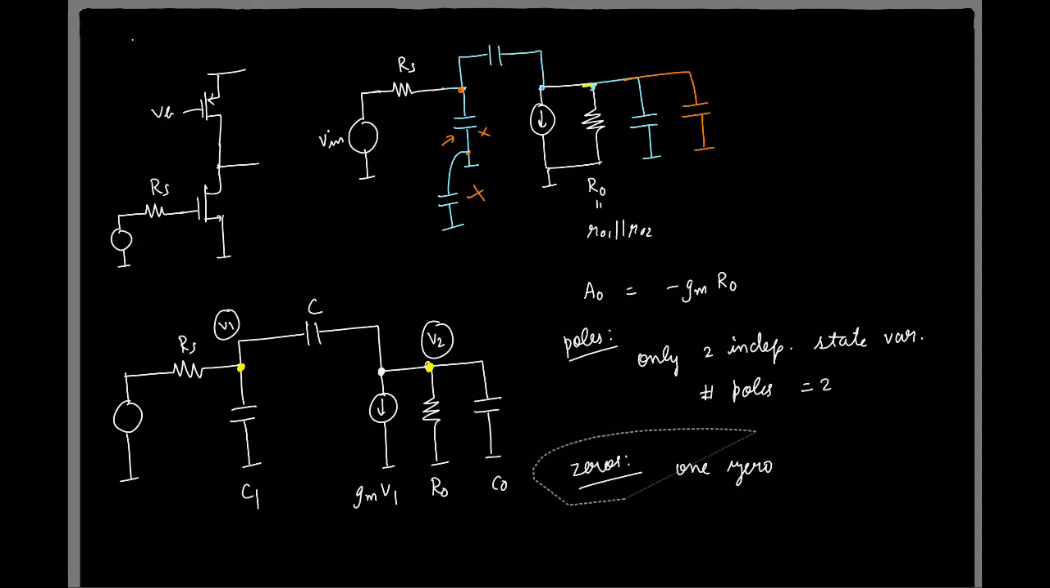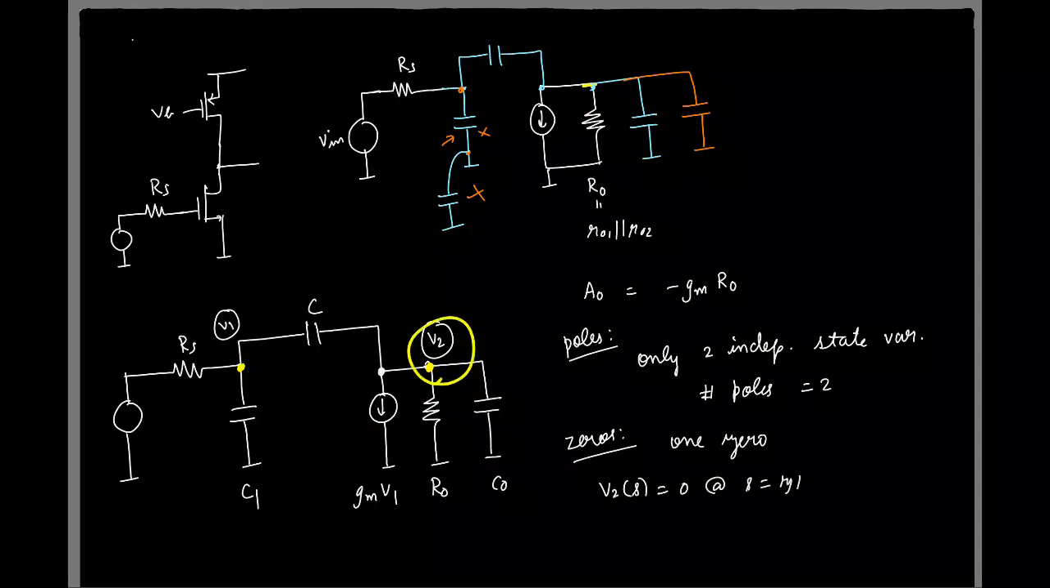So let's try to find their locations. Let's start with the zero, because that's easier. Again, the zero here comes because we have these two paths, same thing as before. To find the location of the zero, I'll say that V2 of s is zero at the zero frequency, and I'll apply KCL there. So at this node, I'm planning to apply KCL. These two currents are zero. So basically, these two currents will add up.